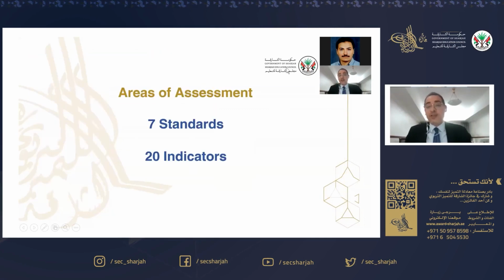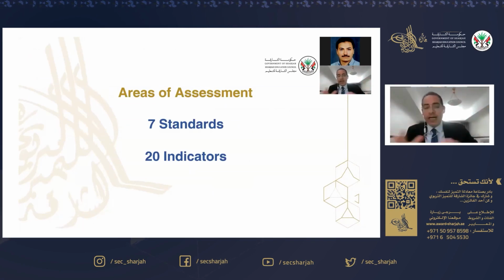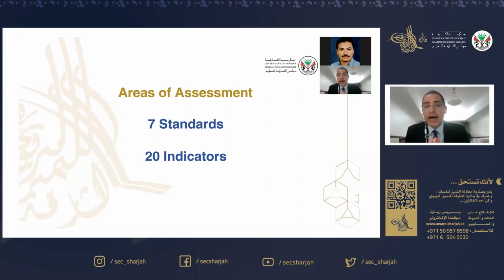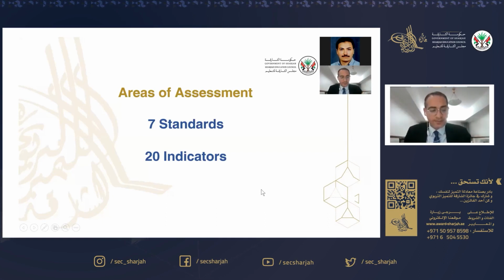Now, let's go to the areas of standards of assessment. Let's go to the evaluation standards. We have 7 standards, 20 indicators, and your job as a nominee, as an applicant, is to address all these areas and to cover all these indicators. What does this mean? 7 standards, 20 indicators. I will show you now.